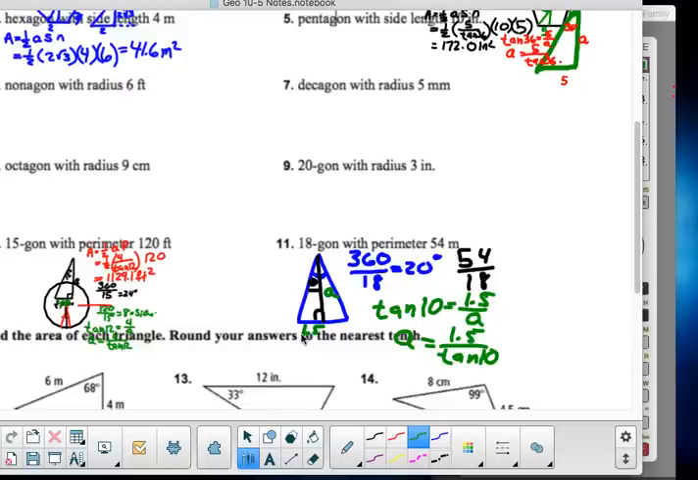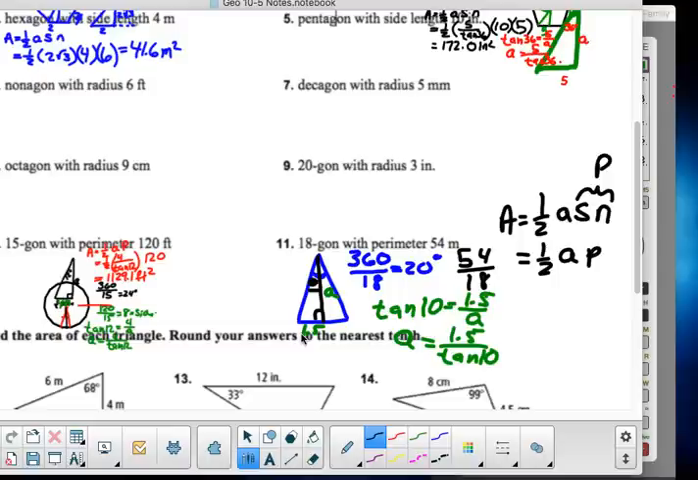And notice I'm taking half of the side and half of the central angle to make my right triangle that is half of the isosceles triangle that makes up my polygon. Now, I have that information. I now look at area is equal to 1/2 apothem times perimeter, because P is perimeter, the number of sides times the side length, and they gave me perimeter. So now I've got 1/2 times 1.5 divided by tangent of 10 times 54.